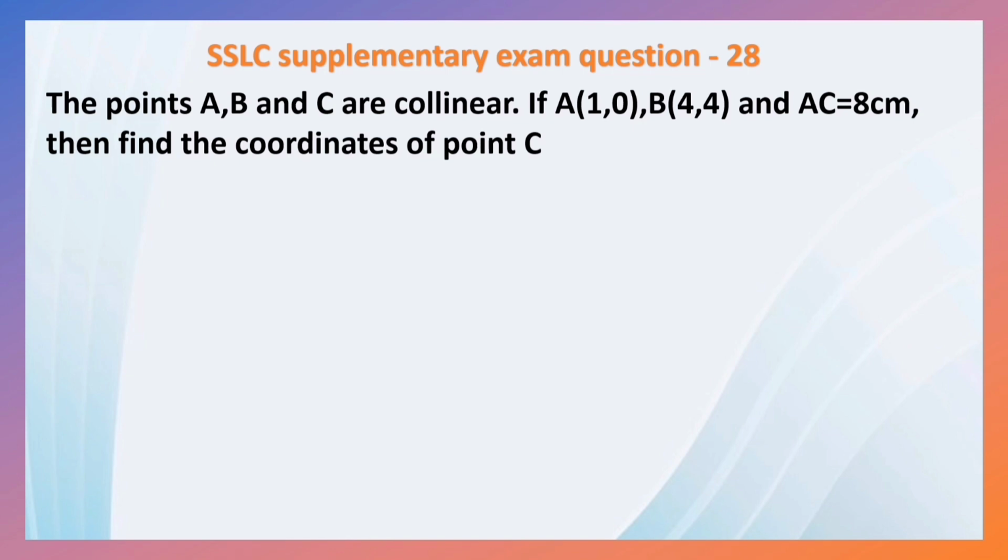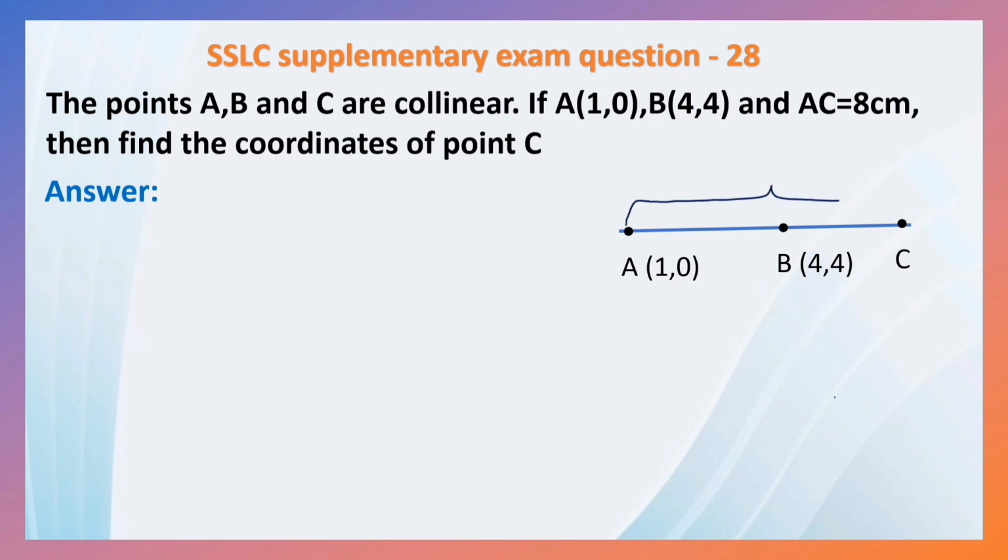The points A, B and C are collinear. If A is (1, 0), B is (4, 4) and AC is 8 cm, then find the coordinates of the point C. Since the points A, B and C are collinear, they should be in a straight line. Let this be the point A, this be B, this be C. Now we have to find the coordinates of C. It is given that the distance between AC is 8 cm.